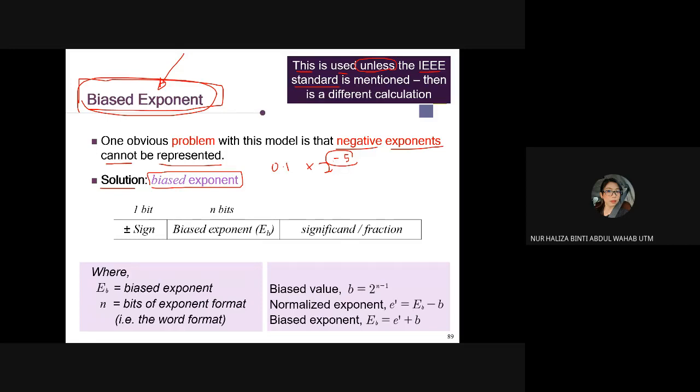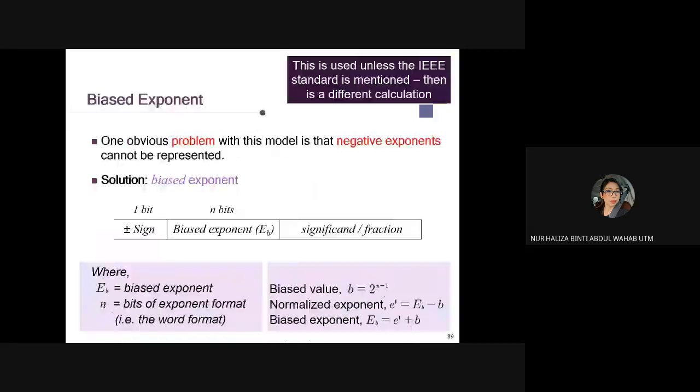So what you're going to see is the form of sign, which is positive or negative, then bias exponent, and then the fraction. Previously you just used the exponent. Now you're going to use the bias exponent, which is called EB, followed by your fraction. Where EB is the bias exponent, N is the number of bits of your exponent format, and the bias value is 2 to the power of N minus 1, plus the normalized exponent E. This is the equation that you need to memorize.